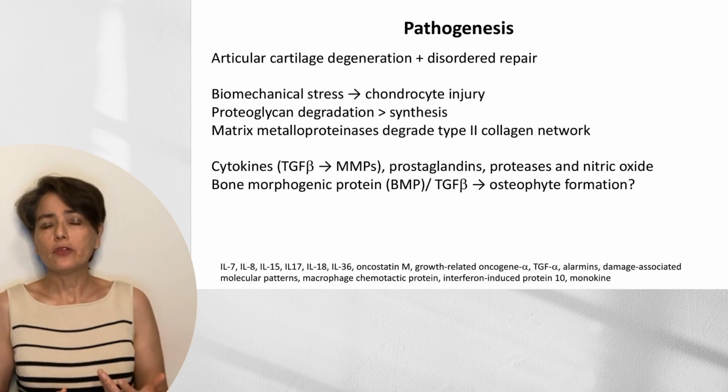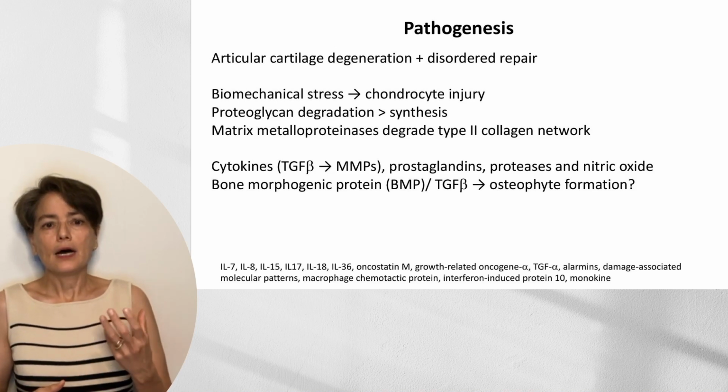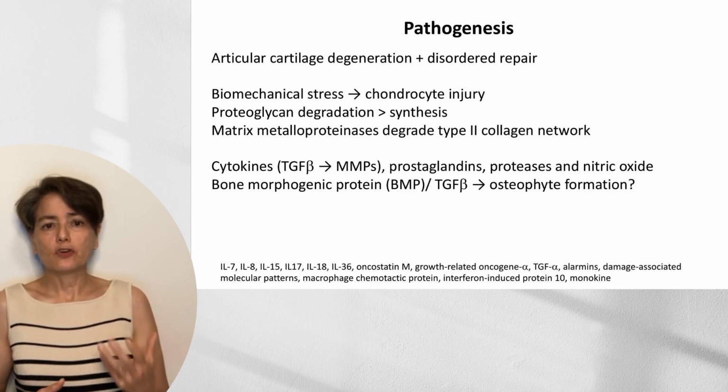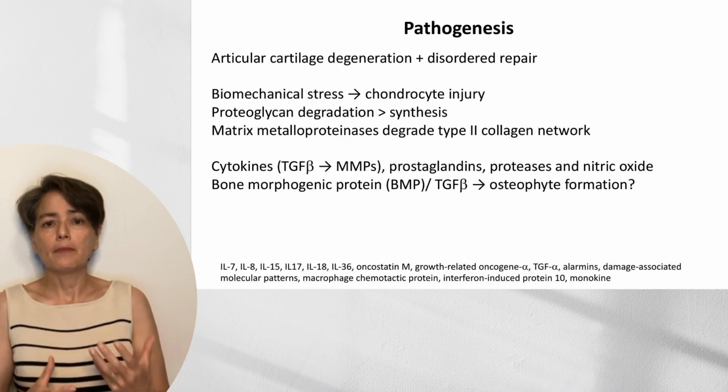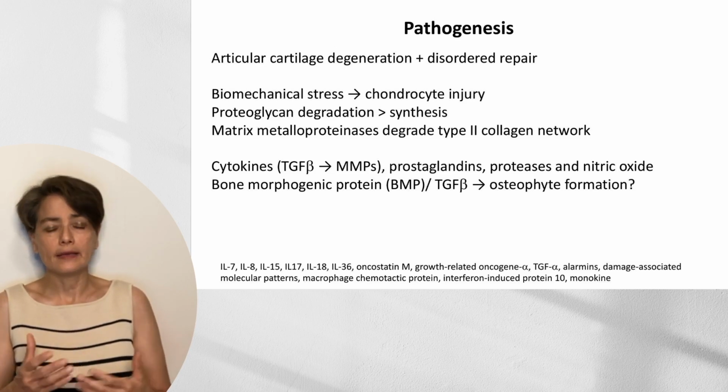osteoarthritis. And furthermore, as part of the inflammatory component of osteoarthritis, matrix metalloproteinases will degrade the type 2 collagen network, causing further injury to the collagen and the cartilage. Now, cytokines such as transforming growth factor beta will elicit matrix metalloproteinases. We also know that prostaglandins, proteases, and nitric oxide are all involved in the pathogenesis of osteoarthritis.